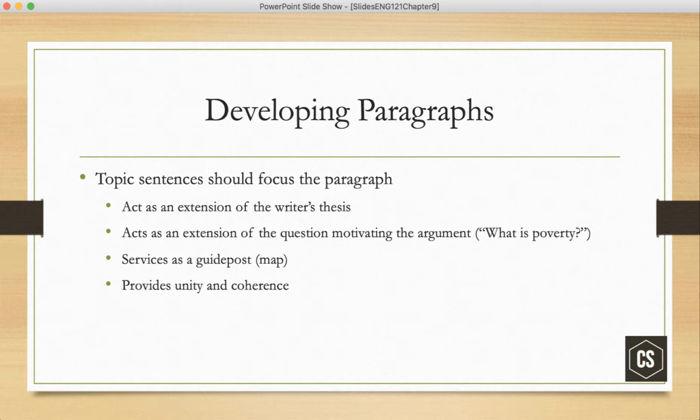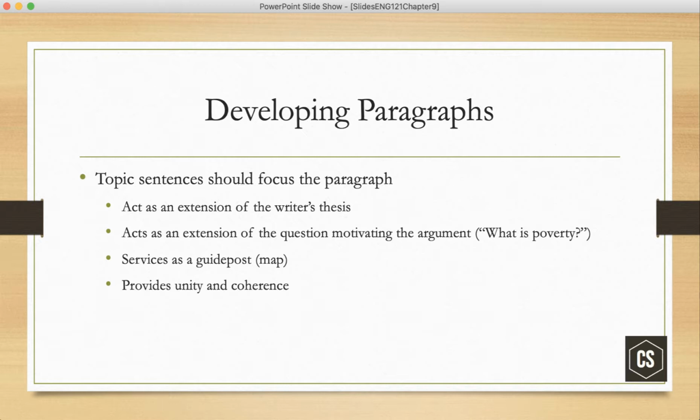Topic sentences should focus the paragraph. They act as an extension of your thesis. And if you look back at the thesis slides, they demonstrate how this works. It's an extension of the question motivating the argument. So, what is poverty? Notice that she does her topic sentence very simply, and it's effective. It serves as a guidepost or a map to your reader, providing unity and coherence.